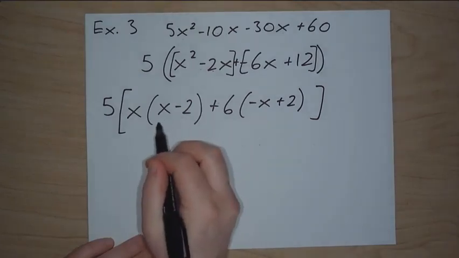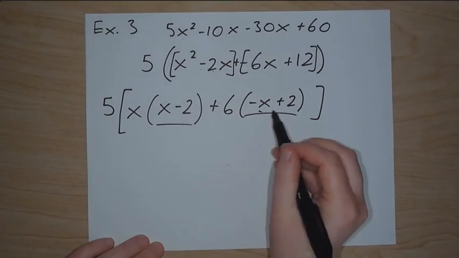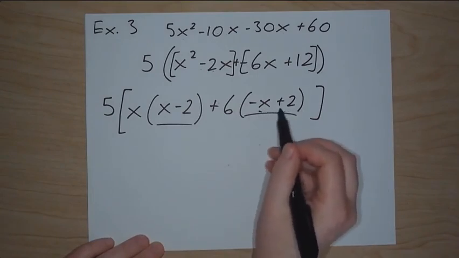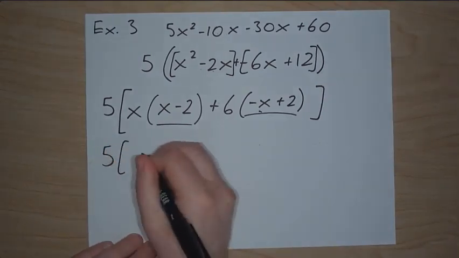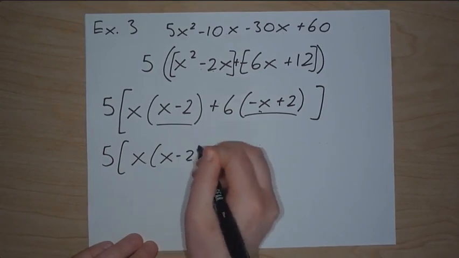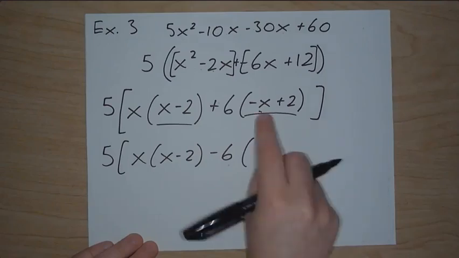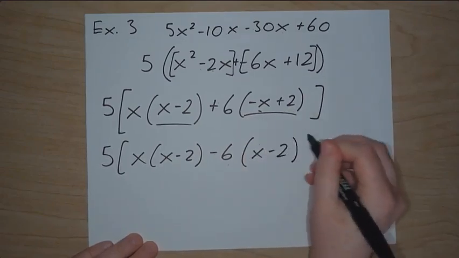And then we'll notice that we're not quite the same here. We have x minus 2 and negative x plus 2. But if we pull out a negative, we can make this look like this, so we're going to do that. So we have 5 times x of x minus 2. If you pull out a negative, this will make this negative 6. And this will be positive x, and this will be negative 2.